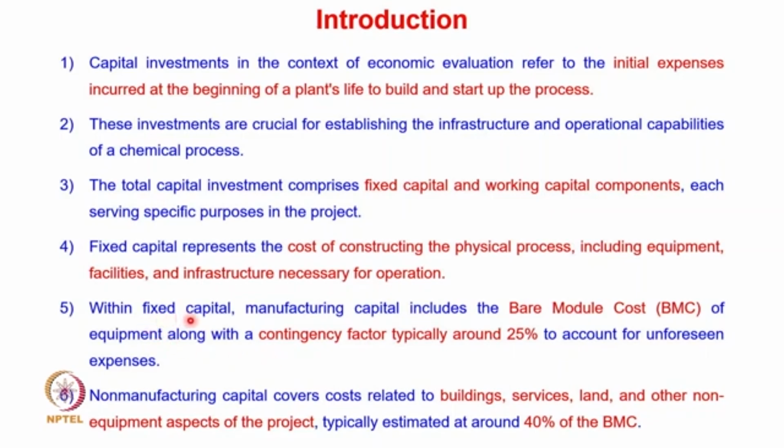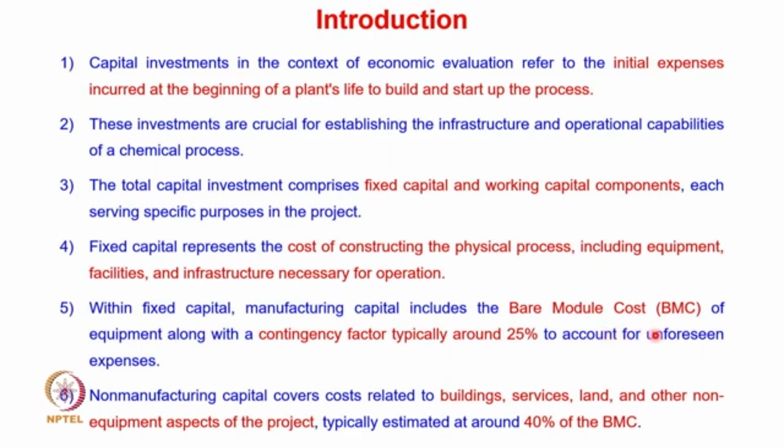So within again the fixed capital, manufacturing capital cost includes bare module cost. So bare module cost is nothing but what? This is nothing but the equipment cost along with the contingency factor, typically around 25%. So these are nothing but the equipment cost, and we again keep the contingency factor of 25% to account the unforeseen expenses. So this bare module cost is included in the manufacturing capital cost.